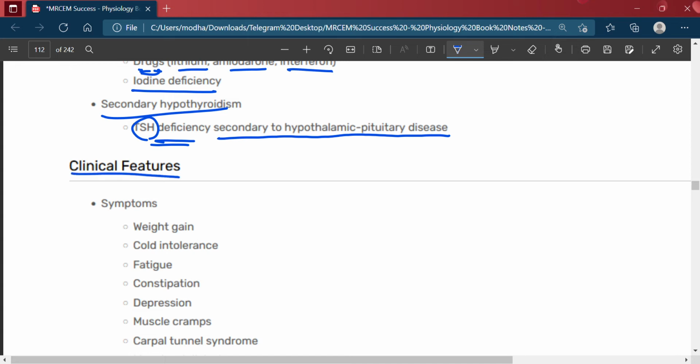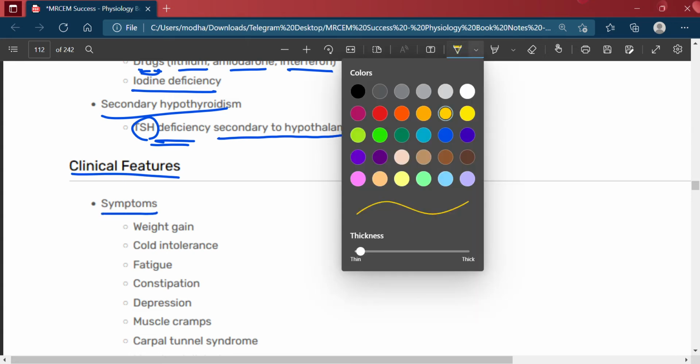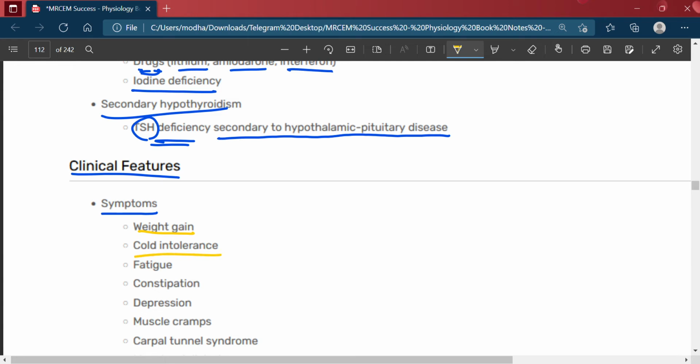Then which are the clinical features? In the clinical features, the symptoms are weight gain, cold intolerance, fatigue, constipation, depression, muscle cramps, carpal tunnel syndrome.